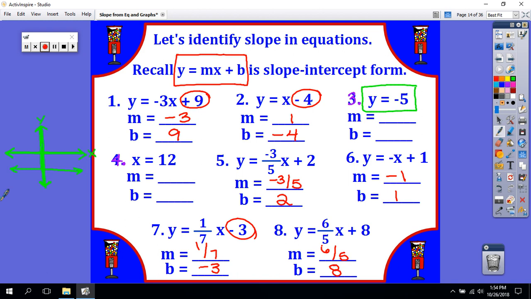So what type of slope would this line have? 0 slope. So right here for m, we're going to write 0. Because it's going to be a horizontal line. Let's label that. Horizontal.